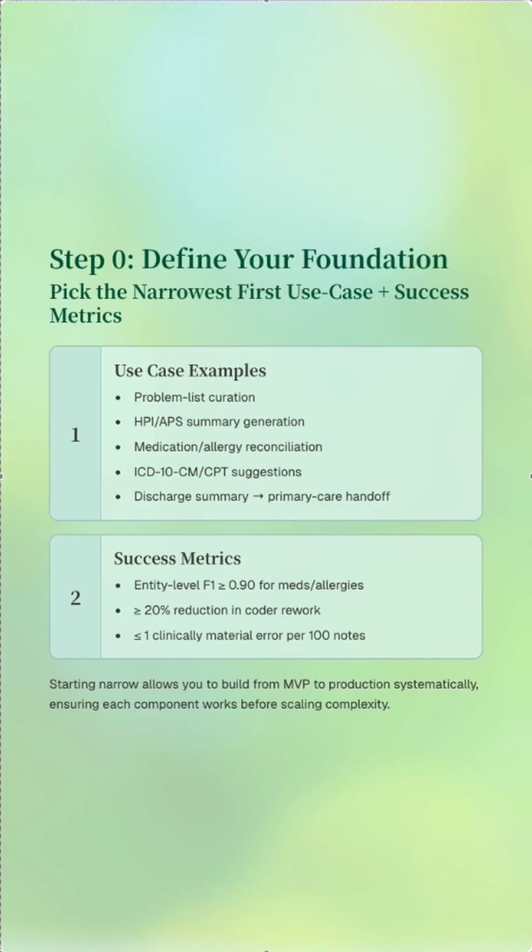First of all, define a narrow starting point. Don't try to solve everything at once. For example, start with extracting medications and allergies from discharge summaries or generating ICD-10 codes from outpatient notes. Then decide what success looks like. That might be catching over 90% of medications correctly or cutting down coding rework by 20%.